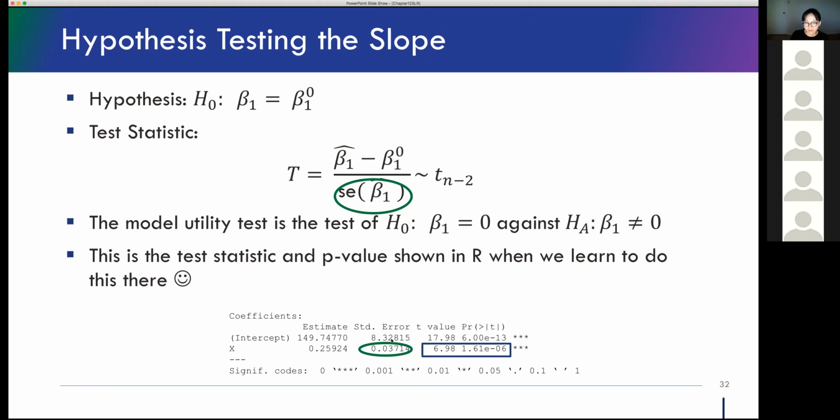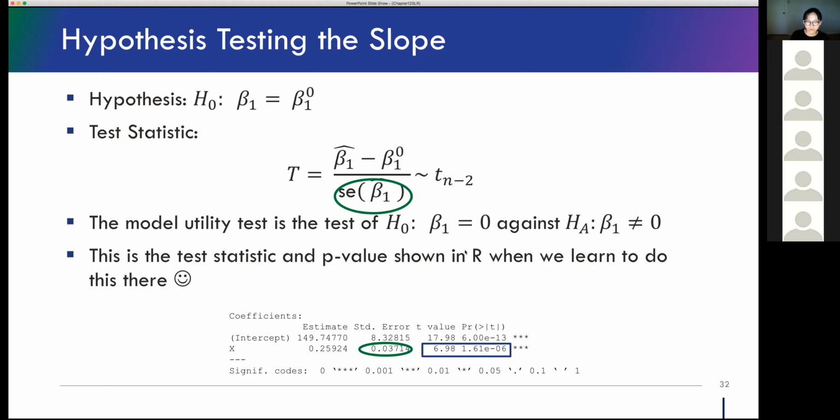Did I make this wrong? Well, this is our t-value, and this is the standard error for this estimate, and this is your p-value. And this p-value is testing this hypothesis. Okay.